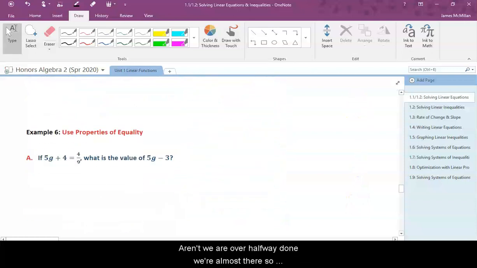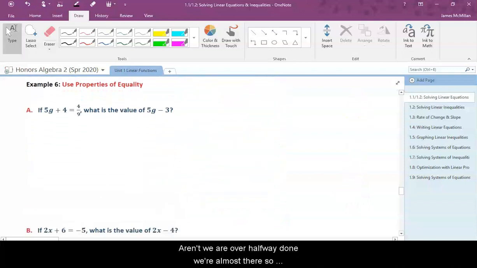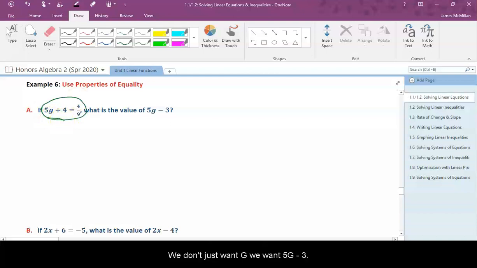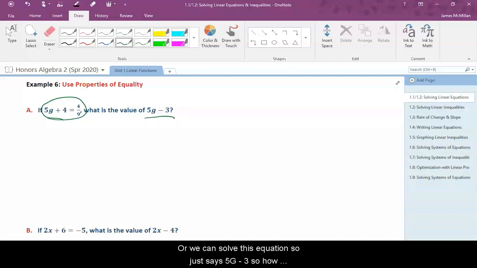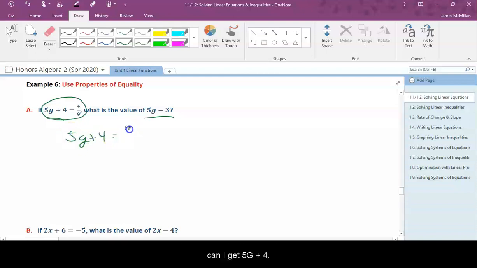All right, we are over halfway done. We're almost there. Using properties of equality, think about those properties of equality. How can we get these to show us a final answer? So we've got an equation here, 5g plus 4 is equal to 4/9. But we don't just want g, we want 5g minus 3. Now one method would be to solve the initial equation all the way down to g, plug it back in, find its value. Or we can solve this equation so it just says 5g minus 3. So how can I get 5g plus 4 to become 5g minus 3?